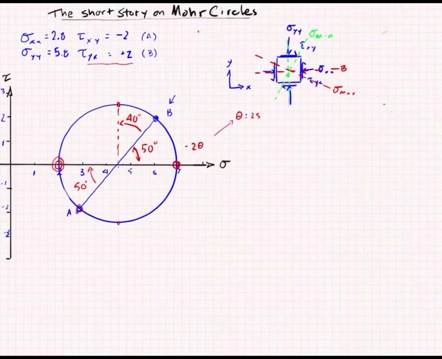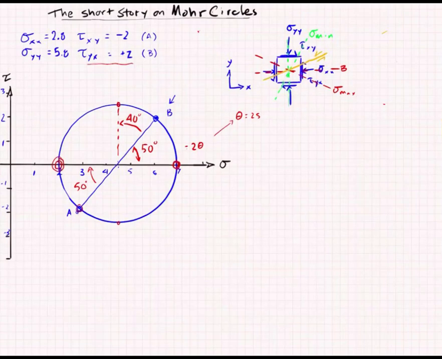Rotating 40 degrees in the Mohr space from B to the maximum shear stress corresponds to rotating 20 degrees counterclockwise from B in the XY space, and that puts us in a plane that looks like that. So that is going to be one of the planes of maximum shear stress. And it's positive in this direction, so I anticipate it's going to act like that.